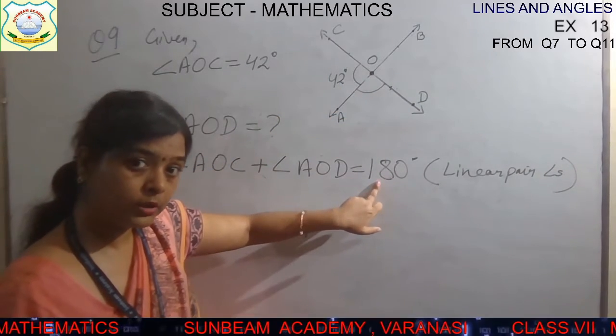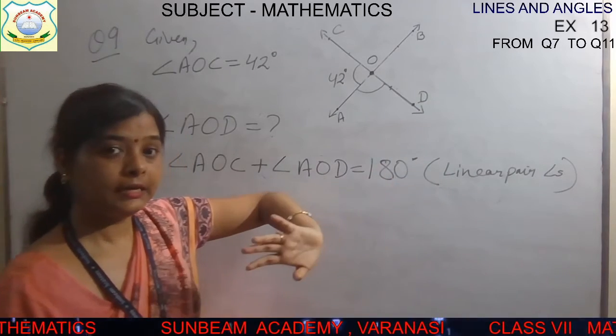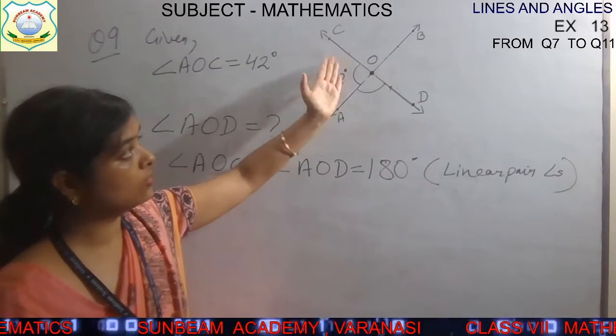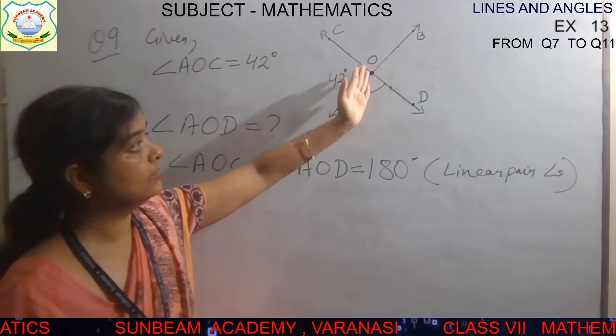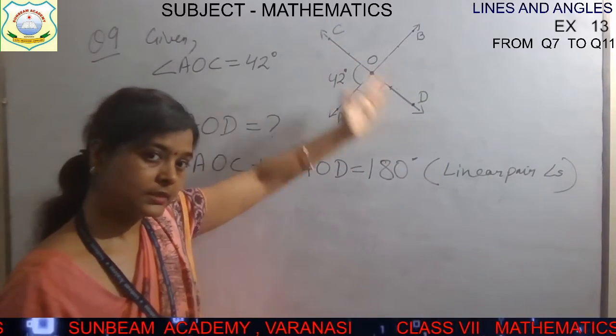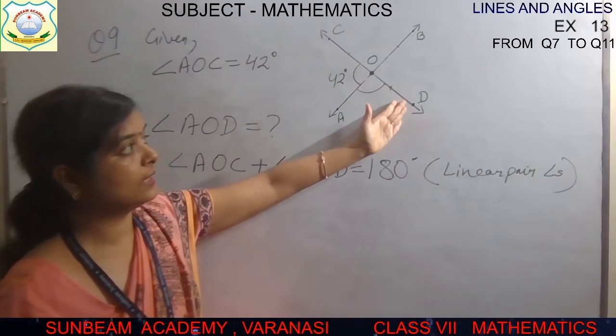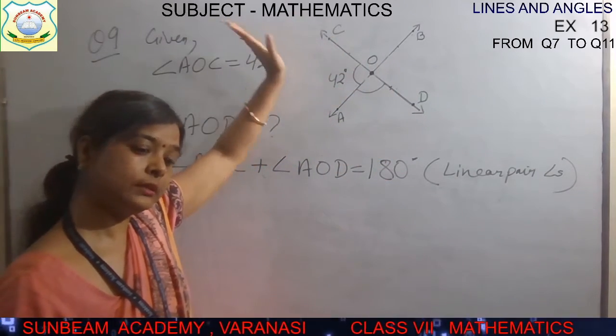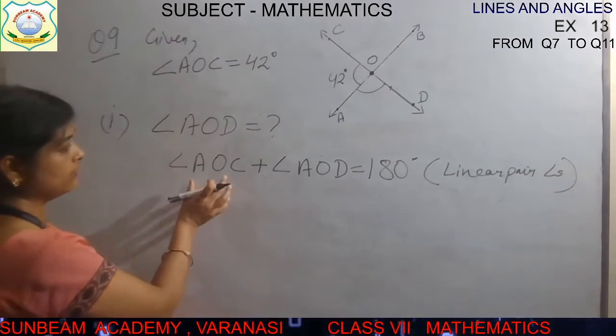Why it will be equal to 180? Because of the linear pair. Why is this a linear pair? Because they are adjacent angles and the non-common arms are opposite rays. Because it is a straight line, so this one is definitely in this direction, and the other one is going to the other direction. So now put the value of AOC.